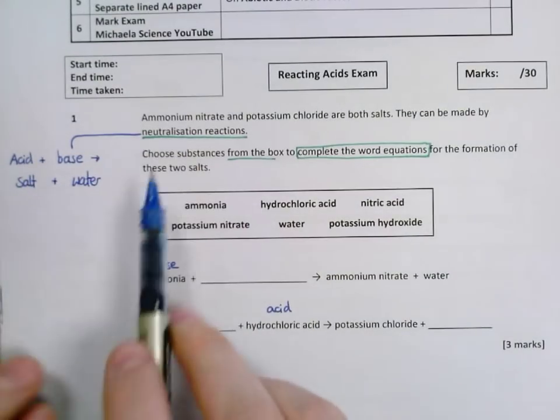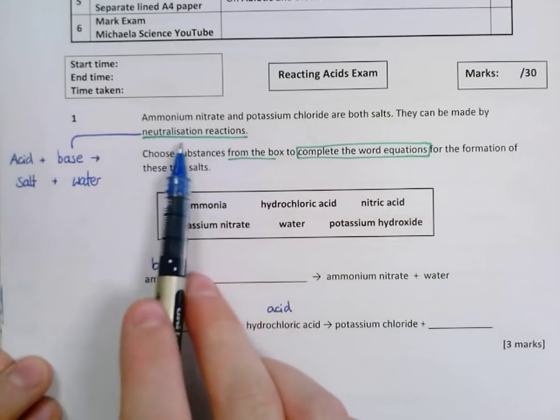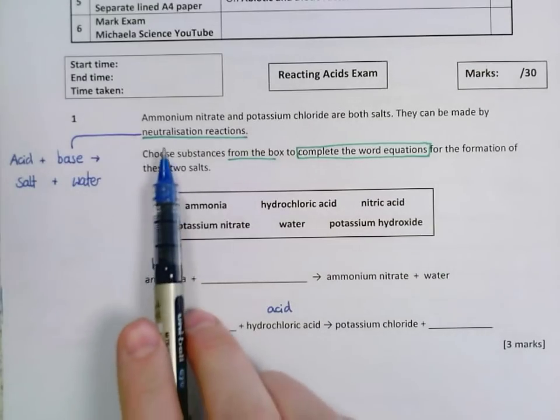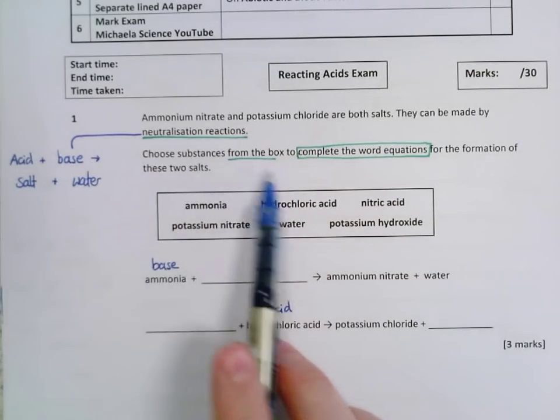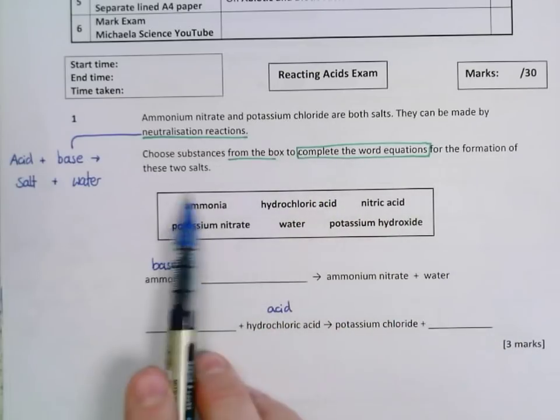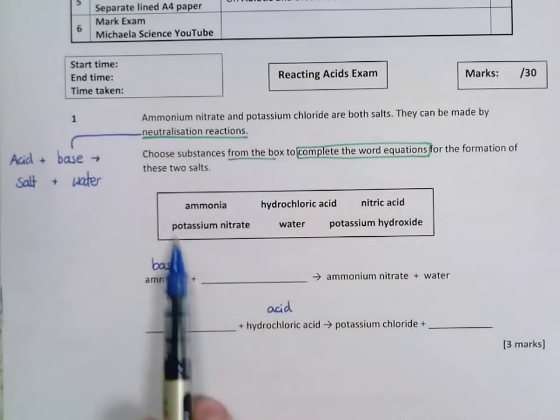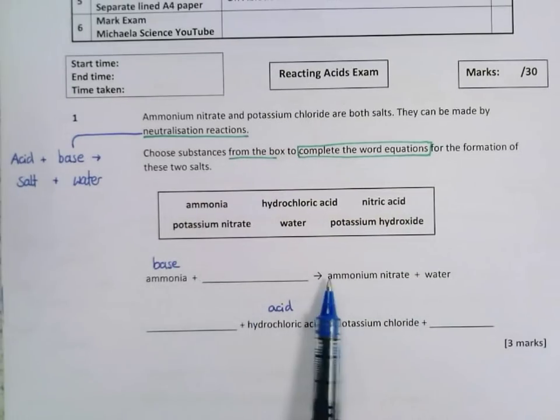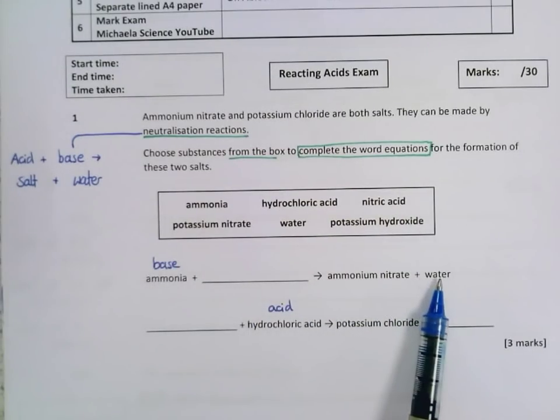So when you read questions you should be thinking these kinds of things. Neutralization, oh yes, I know what that is. Acid plus base produces salt plus water. Choose substances from the box, complete the word equations for the formation of the salt. So these are the possible options, and these are the equations. Ammonia plus blank produces ammonium nitrate plus water.